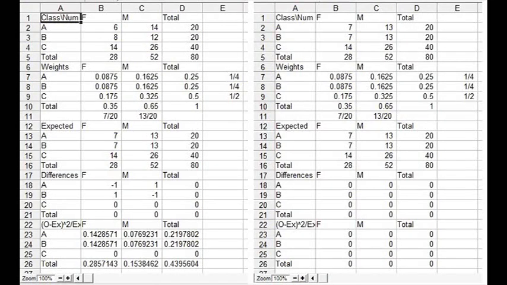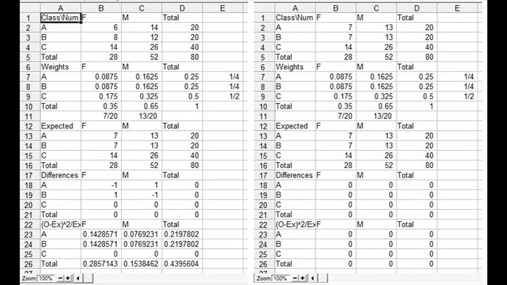Okay, here's our computational example. It can easily be done by hand. I did it on a spreadsheet. And we have, let's say, 3 classes with either females, or maybe they're finance majors, and males, or maybe they're marketing majors. In Class A, we had 6 and 14, respectively, in Class B 8 and 12, and in Class C 14 and 26. And the total number of female finance majors added to 28, and the total of the male marketing majors added to 52. There was a grand total of 80.